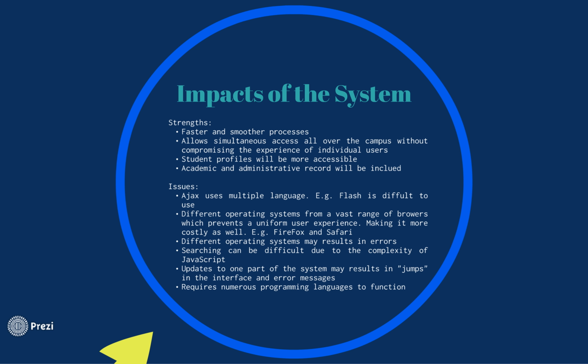Client browsers do not need to wait for all data to arrive, thus freeing up the browser in order to perform other immediate tasks that the users demand. This also allows simultaneous access all over the campus without compromising the experience of individual users. This implies a second, more profound impact of Ajax and the three-tier system on Passmore's University.